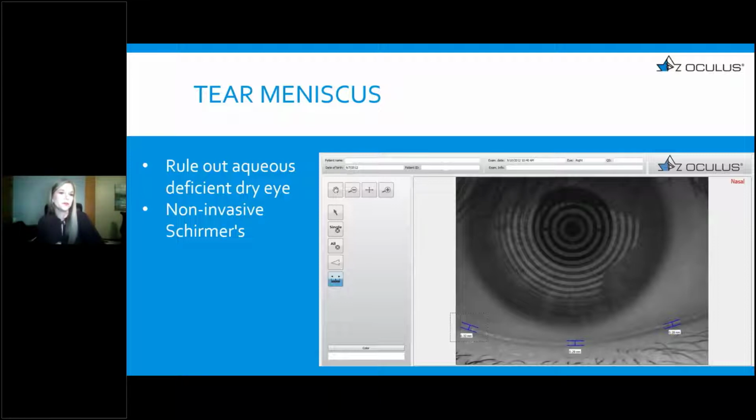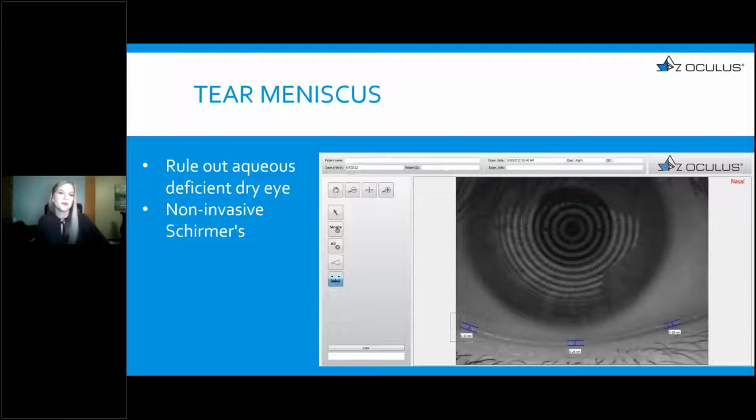So this is a great way to rule out if someone actually has aqueous deficient dry eye, or if they need something like punctal plugs or Restasis, or just more tear volume, right? Only about 20% of our patients are actually having a tear volume problem. A lot of the time it's actually MGD or an oil production problem.